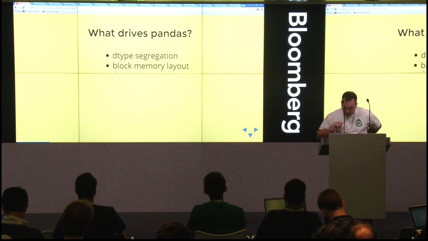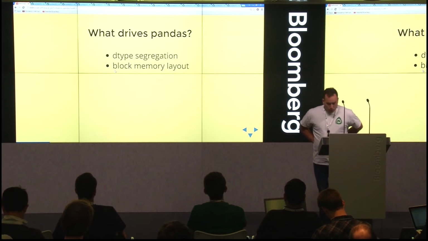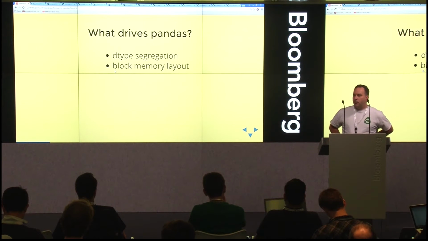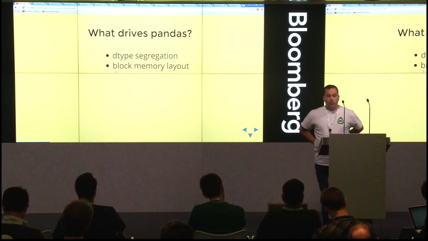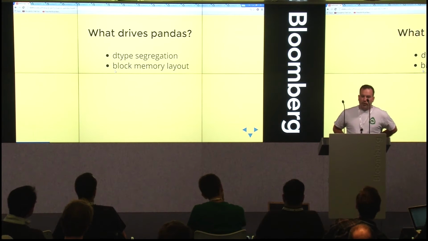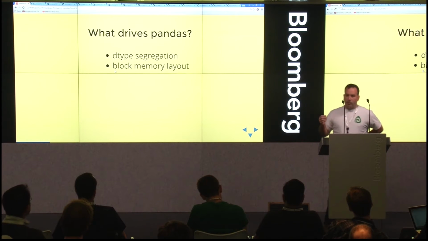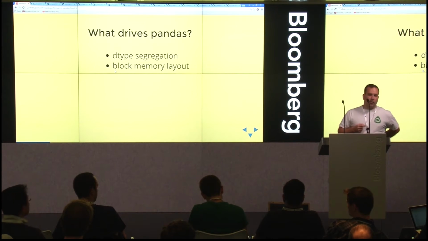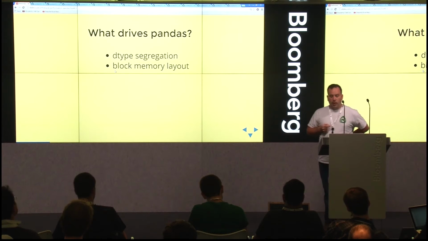Okay. So, what drives Pandas? This is just going to be a quick peek into the internals, so you can understand how things work a little bit, and where performance comes from or does not come from. Pandas basically uses NumPy as a backend, and I'll get to this in a second when I discuss the other backends that we use. The principle is we have dtype segregation, and this leads to a block memory layout.